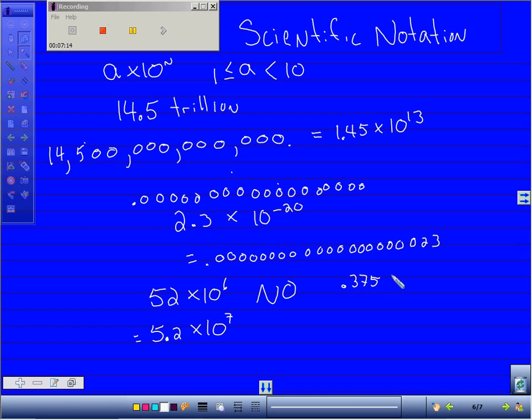0.375 times 10 to the 6th. Is that scientific notation? No. Because this number has to be a number between 1 and 10. So I have to move the decimal place to the right, to make it into 3.75. Did this number get smaller or bigger? Bigger. So what has to happen to this? Smaller. 10 to the 5th. Now it's in scientific notation. Okay?